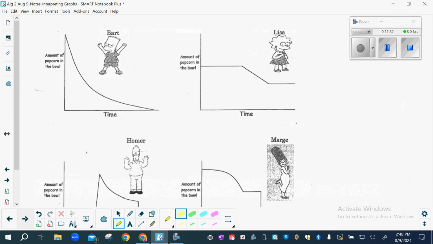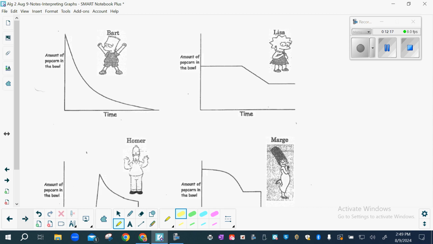And so we've got a graph here. For example, this is Bart, and this axis is the amount of popcorn. Going up and down is the amount of popcorn, and then left to right is time. So we want to interpret what's happening there, and you're going to answer the questions that are on the back. So just pay attention real quick for this, and I'm not going to talk anymore for a while.